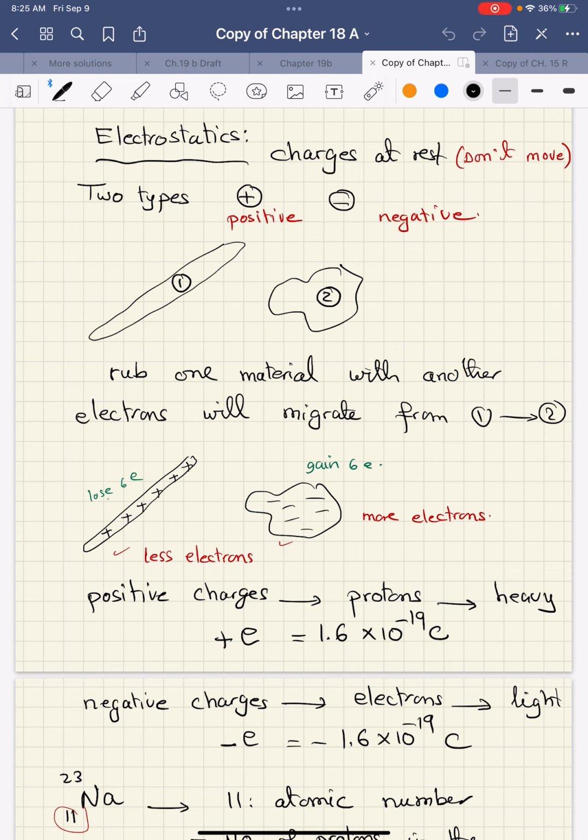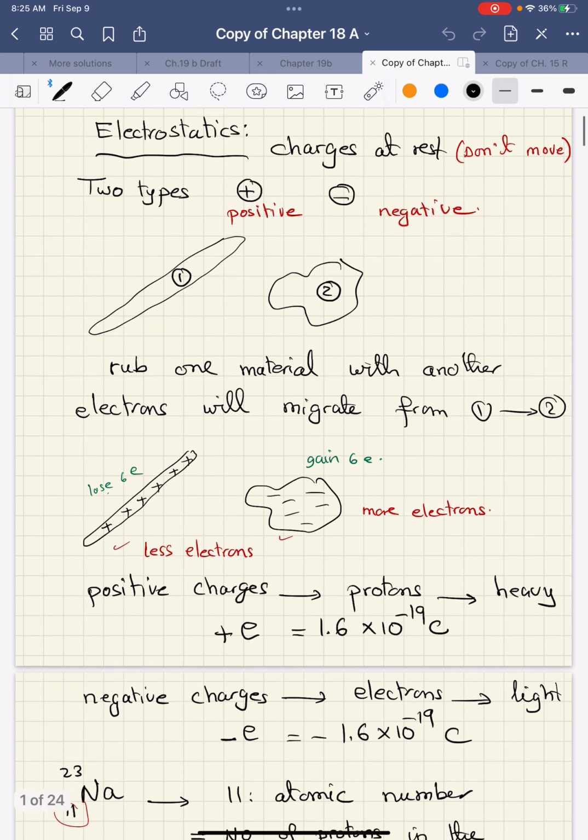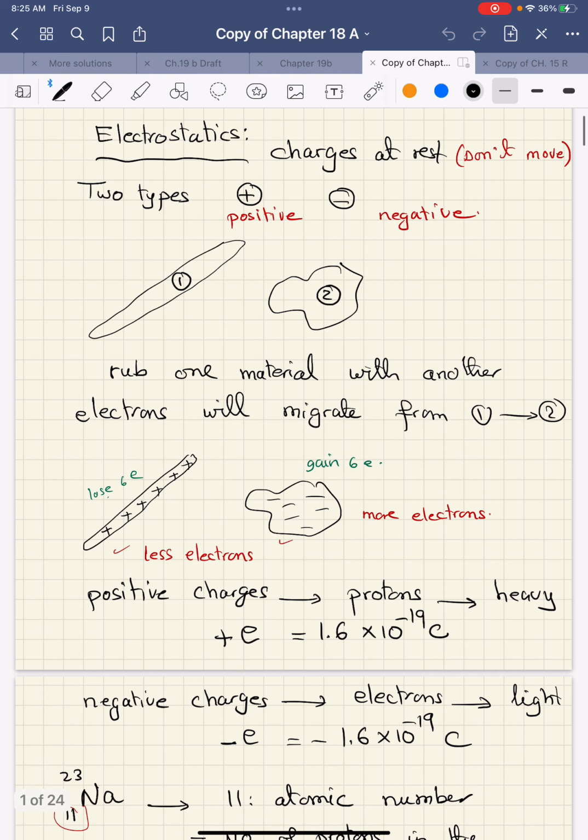I want to talk a little bit about chapter 18, and this is going to be the first part of it. We are going to talk about electrostatics, and electrostatics means charges at rest. They don't move. When we start talking about charges that move, we are going to talk about electricity. Now we have two types of charges, positive charges and negative charges.